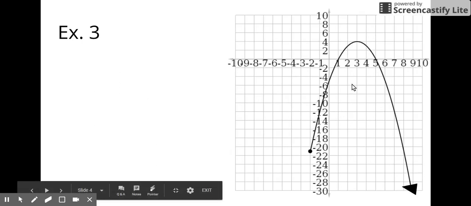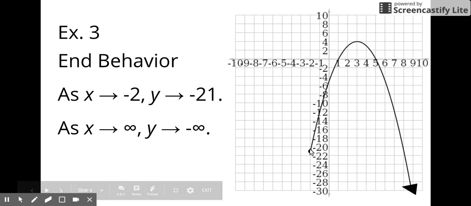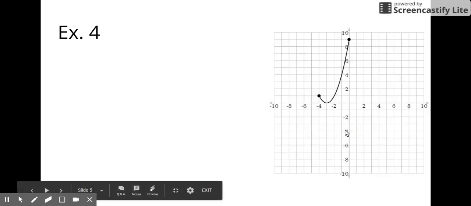In this example, it's a little different because the right side of your graph keeps going down to negative infinity, but the left side just kind of stops at negative 21. And this happens as x gets closer to negative 2, y is getting closer to negative 21. And then as x keeps getting closer to infinity, y is going down to negative infinity. And so that's your end behavior because we're describing what's happening on the furthest ends of your graph.